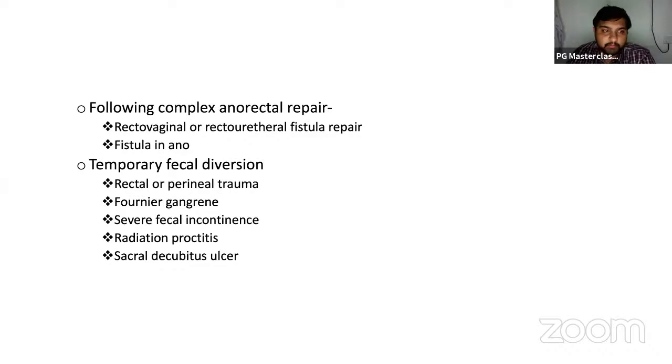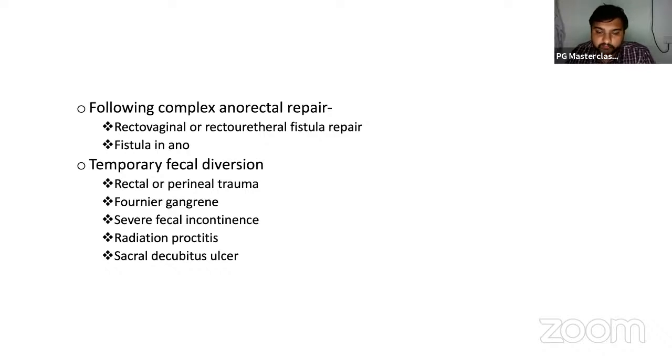Following complex anorectal repair, if we are doing rectovaginal or rectourethral fistula repair or in complex perianal fistula, for diversion of fecal material, we go for temporary loop ileostomy. And temporary fecal diversion in cases of rectal or perineal trauma, Fournier gangrene, radiation proctitis, or sacral decubitus ulcer. Again, we can go for loop transverse colostomy in these cases, and advantages of both I will discuss later, sir. Have you read Fournier gangrene somewhere?